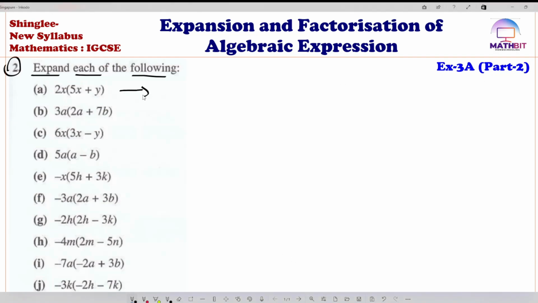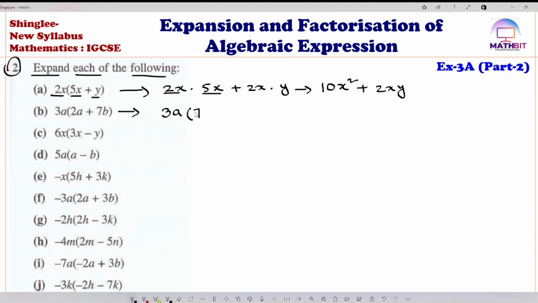Number A, 2x times (5x plus y). As per the distributive law, we can write 2x times 5x plus 2x times y. It means 2x times 5x: 2 times 5 is 10, and x multiplied by x becomes x square, plus 2xy, right?